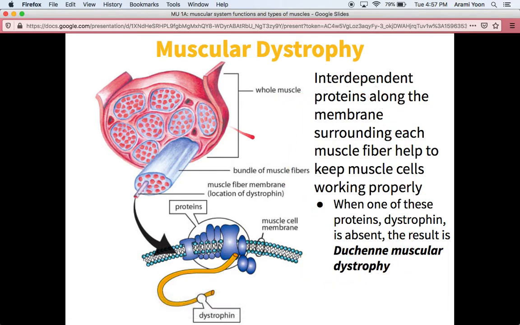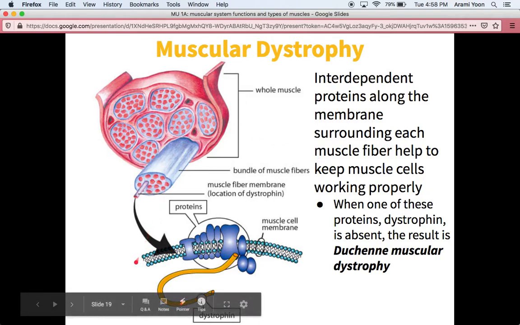The gene that has the mutation would encode a protein called dystrophin. And dystrophin is one of a bunch of different proteins that are all interdependent, so they work together. They're found on the membrane that surrounds each muscle fiber, and they help basically to keep muscles working properly. So here would be the membrane. Just imagine underneath this would be all of the muscle, the myofibrils that make up the muscle fiber. And dystrophin is this orange spaghetti-like protein here that basically connects to these other ones to ensure that the muscle is able to contract.